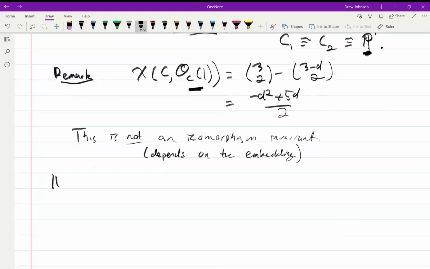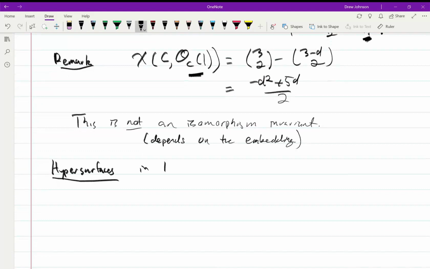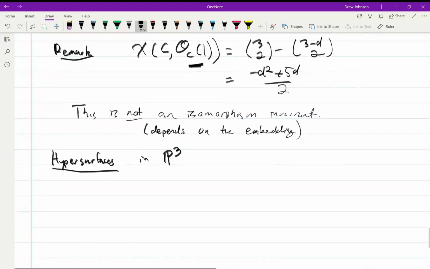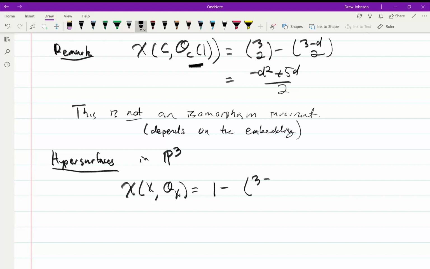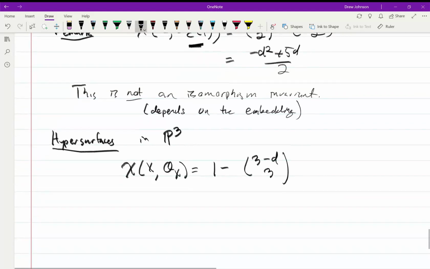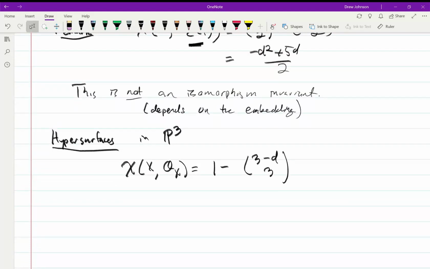Let's try and do a similar thing for hypersurfaces in P^3. Once again, we can look at the Euler characteristic of the structure sheaf, and we'll get 1 minus (3-d choose 3). Now there's a few things that are different in this case. First of all, we can't identify this as the dimension of a cohomology group because this Euler characteristic has 3 parts to it. There's the H^0, there's negative H^1, and there's also the H^2.